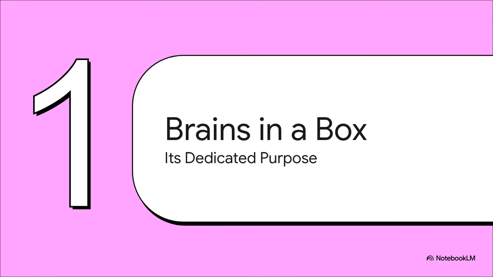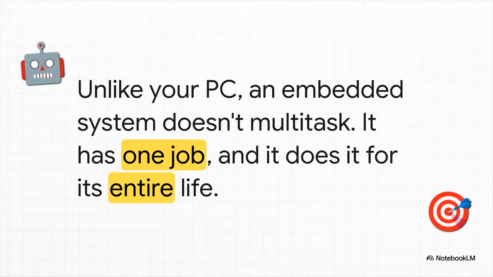All right, first up, brains in a box. The best way to think about this is that every single smart device you own has its own tiny, specialized brain, custom built for just one thing. And here's the key difference. Your computer or your phone, those are general-purpose machines. You can be writing an email, streaming a video, and editing a photo all at the same time.